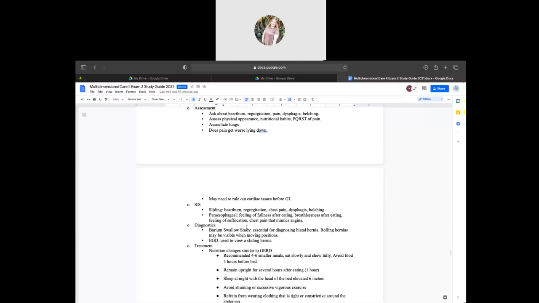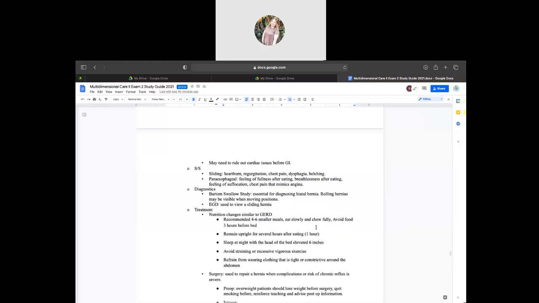They may need a barium swallow study, which is essential for diagnosing hiatal hernia. The rolling hernias may be visible when moving positions during the barium swallow. An EGD may be used to view the sliding hernias or any anatomical defects that way. Some of the treatments are going to be similar to GERD.